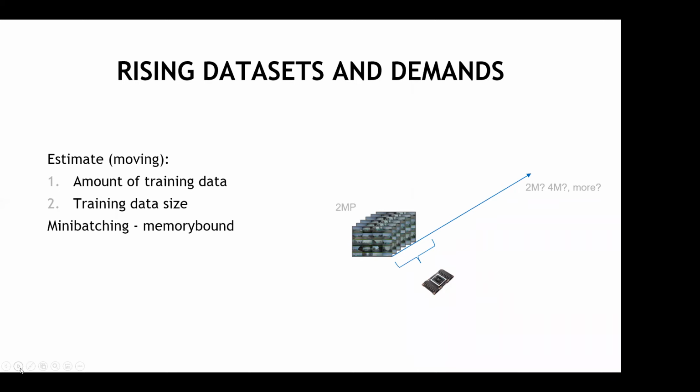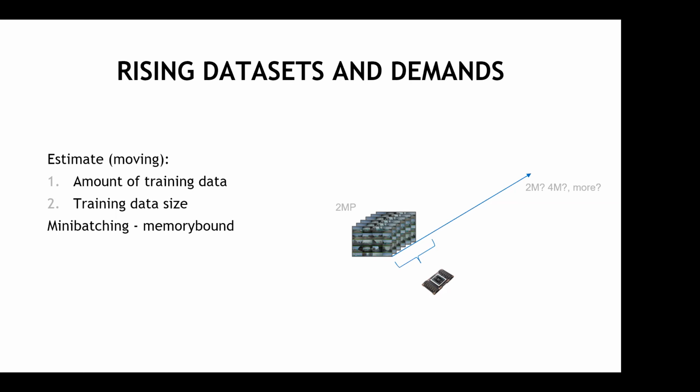So what is the classical approach? We do mini batching, we do stochastic gradient descent, and usually we make a memory bound problem out of it. But what does more data mean? More data means more work.